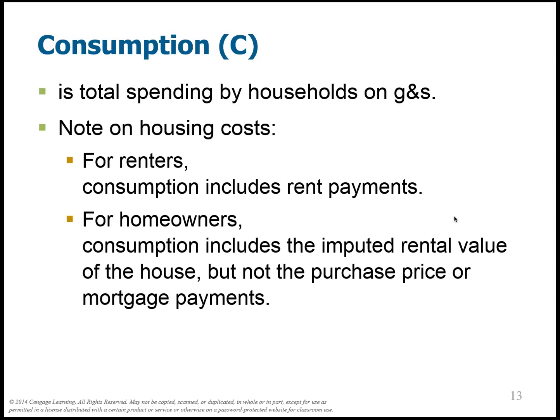So what the government does is they calculate an imputed rental value, which is basically the number of dollars that someone would pay you to rent your house if they were renting it from you, okay? And that is considered an opportunity cost, which the homeowner is paying, and that is included in consumption. So the two pieces of housing that are included in consumption are rental payments and imputed rental value. The actual purchase price of the house does not come in here in consumption. I'll explain to you where it comes in a second.